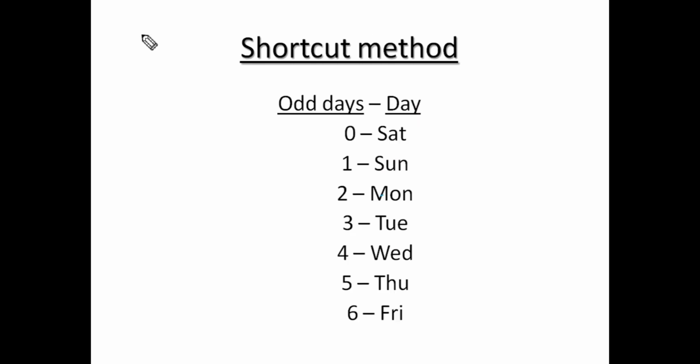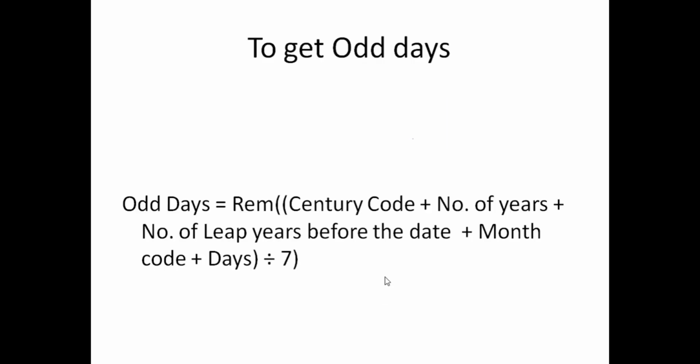Okay. Based on odd days, how to say the day? In the standard method, 0 starts at Sunday, but in our shortcut method, 0 starts at Saturday. If it is Saturday, 1 will be Sunday, 2 is Monday, 3 is Tuesday, 4 is Wednesday, 5 is Thursday, and 6 is Friday. Okay, sir, but how to get these odd days? Let us see that point.